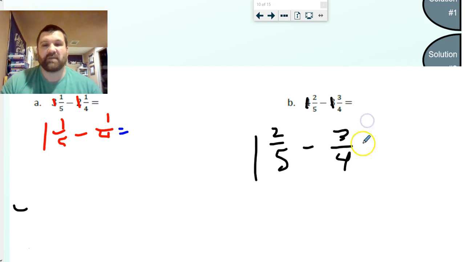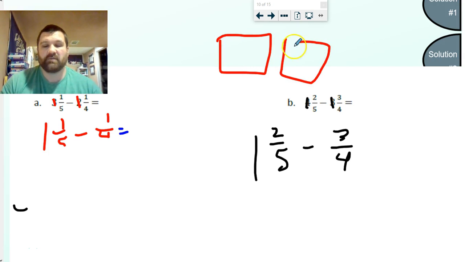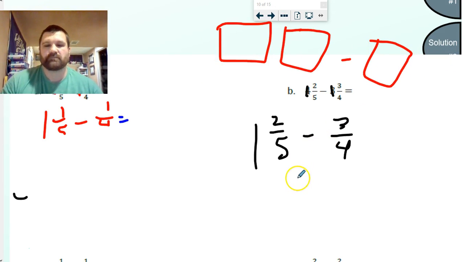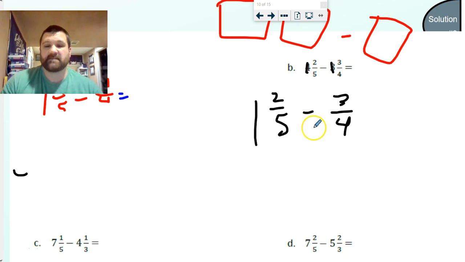If you struggle, make sure you can do these with blocks, okay? So you could have 1 2/5 minus 3/4. Okay, you can still do this method. So let's look at it. We're going to take 3/4 away from a whole, so you're left with 1/4.